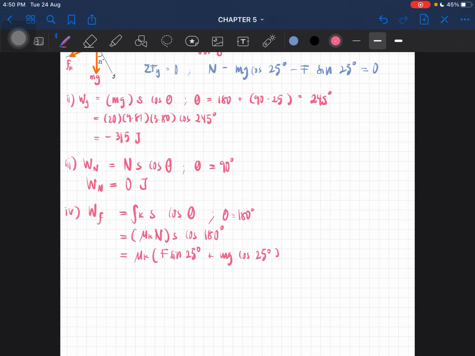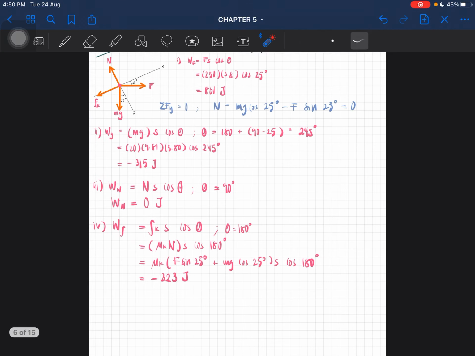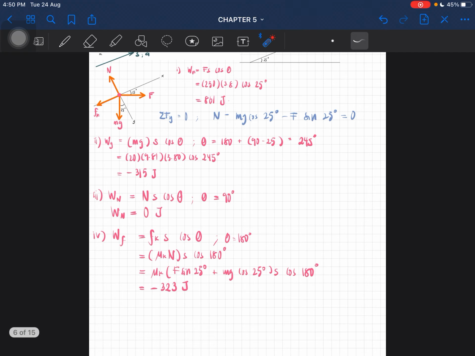Then we multiply by the value of s, which is the displacement, cos 180 degrees. Then you'll get the work done by the frictional force to be equal to negative 323 joules. Okay, wow, it's kind of long. So make sure if you bump into this type of question, you have to use your chapter 4 knowledge. That's why chapter 4 is very important.